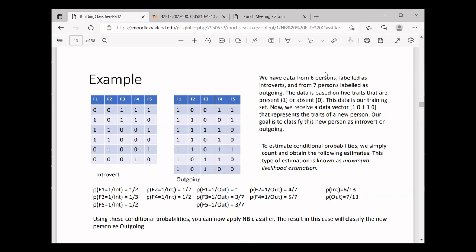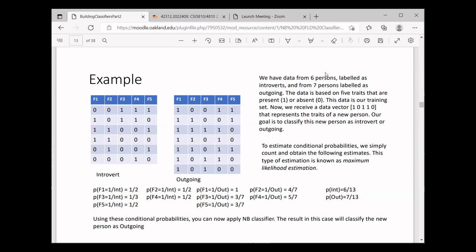In this case, we have this data, and obviously all these features are the same. If you look at these two tables, you can calculate the probability of feature 1 being equal to 1, given that we are talking of somebody who is an introvert.